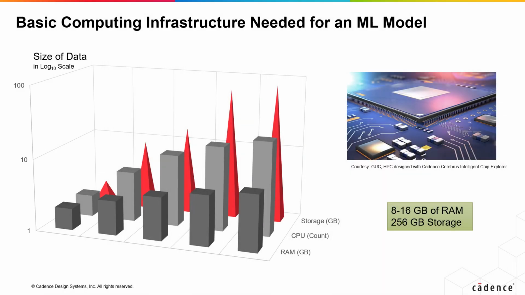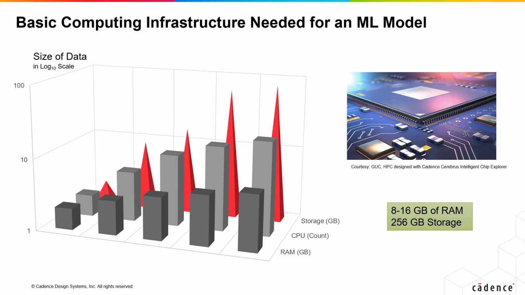A modern CPU with multiple cores is usually sufficient for small-scale models or inference tasks. However, for training larger models, a CPU with higher clock speeds and more cores can significantly reduce the training time. The amount of RAM required will depend on the size of the dataset and the complexity of the model.